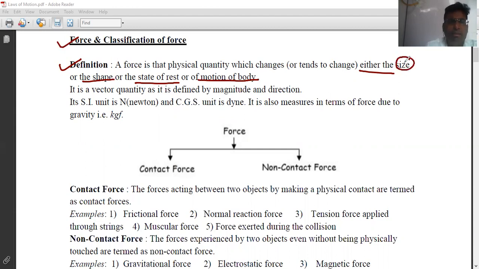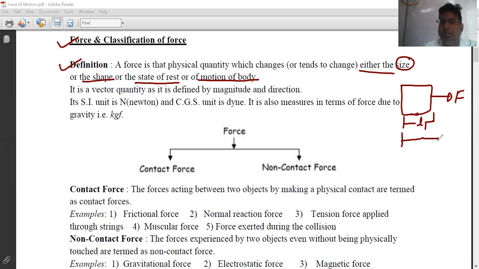Size, right? Size means, suppose there is a box and I want to increase its length. So I pull this part by some force, and its length will increase from L1 to L2 and the size will change. So by applying force, you can change the size also.